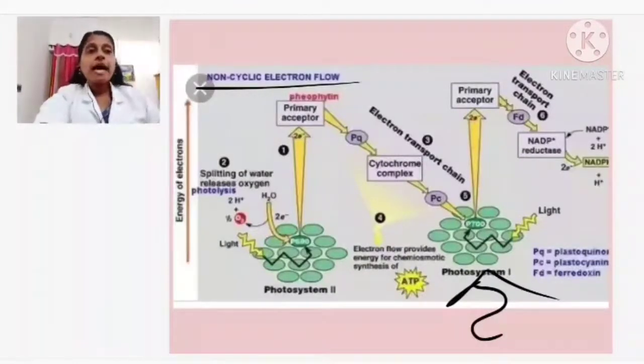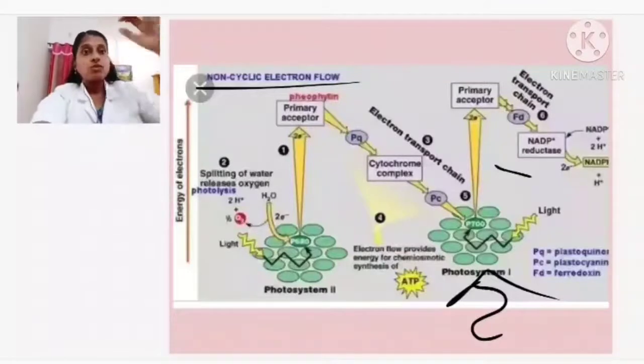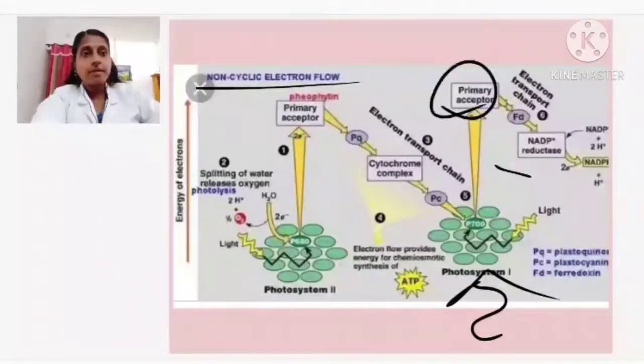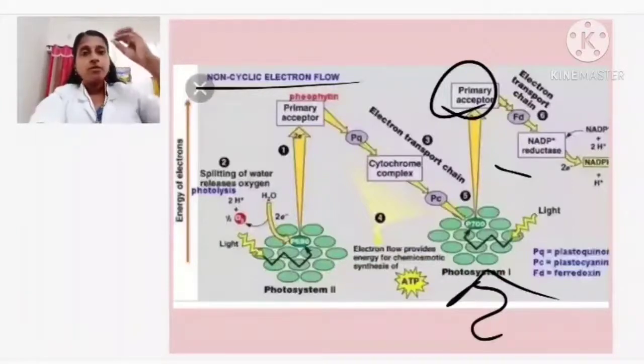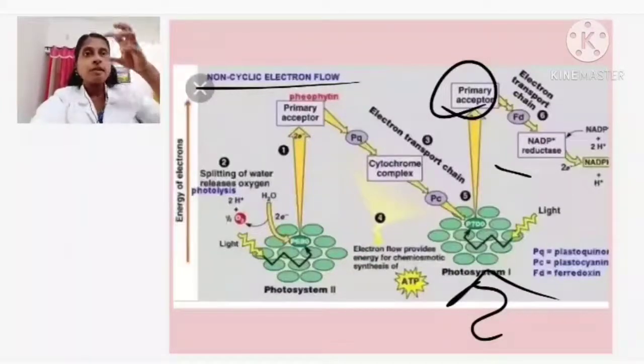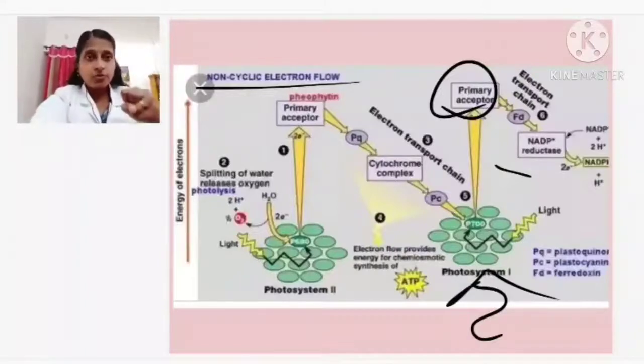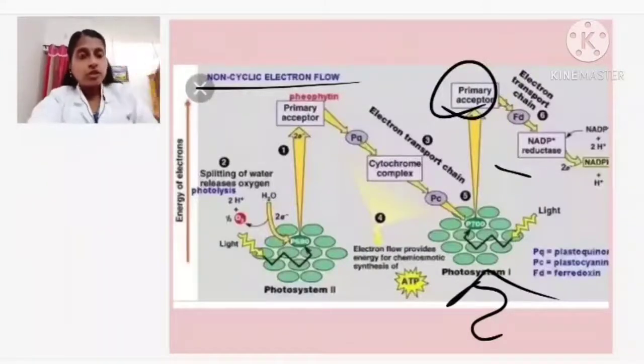So when this electron is released, these electrons are accepted by whom? The primary electron acceptor molecules. One molecule accepts the electrons and gets reduced. Immediately after accepting the electrons, it will release them. Another molecule nearby will take that electron, get reduced, and release it. So what is actually happening?